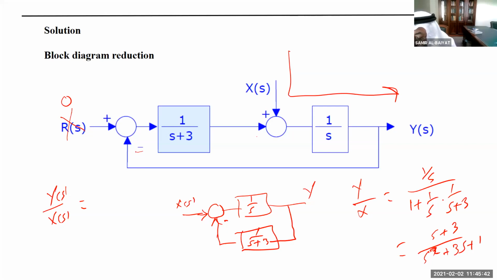So we said the transfer function is going to be the direct path over 1 plus the loop gain. What is the loop gain? We did not change the loop. R becomes 0, but the loop, we did not change it. The loop remained the same. Okay? The loop will remain the same. We did not change the loop.